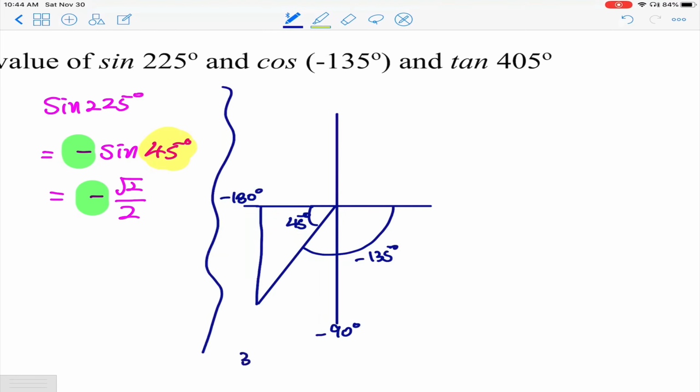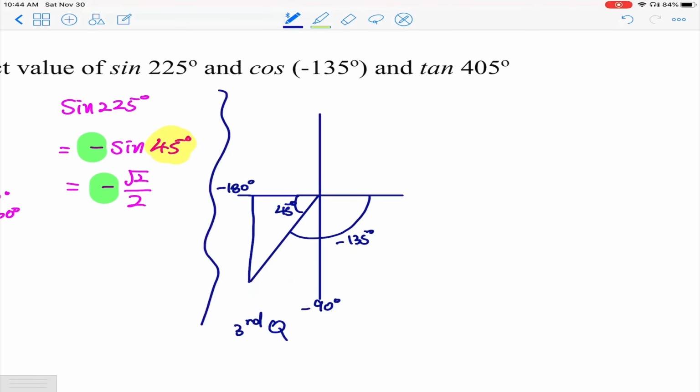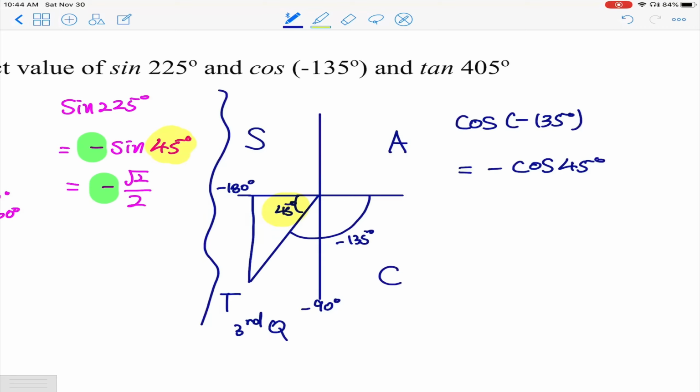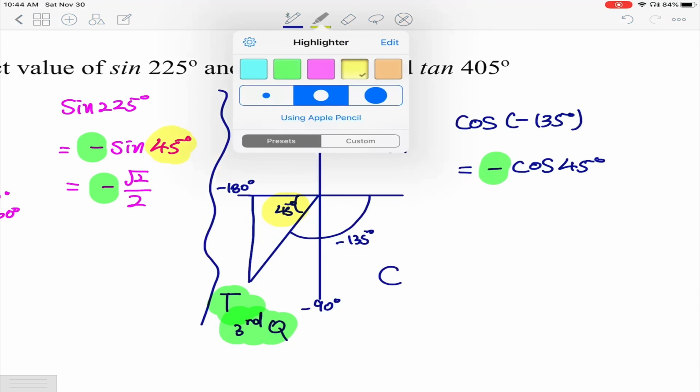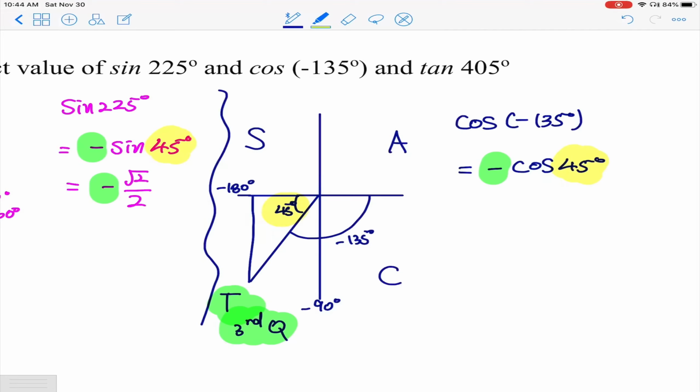So again, this is in the third quadrant. Then we have to take a look at this. So the negative 135 degrees related acute angle is 45 degrees. So our cosine negative 135 degrees is equal to cosine 45 degrees. However, again, the sign changes, and this is why we have to use the CAST system. In the third quadrant, we have T. Therefore, the cosine, which is not T, is negative. So again, the reason why it's negative is because it's in the third quadrant, the T. The reason why the negative 135 is 45 is because the related acute angle is 45.